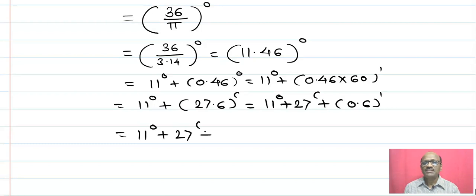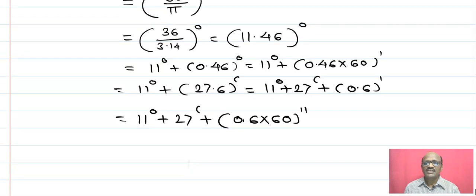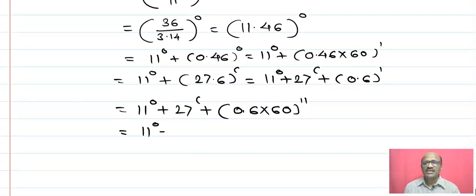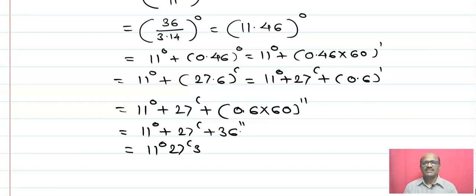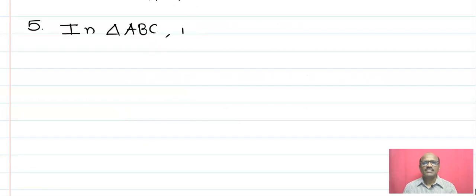Therefore, it is written as 11 degree and 27 minutes. Again, 0.6 minute is converted into second. Again, it is multiplied with the 60. 11 degree, 27 minutes and 36 seconds. This is the final answer.